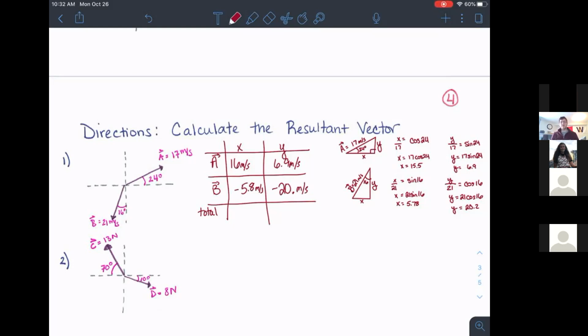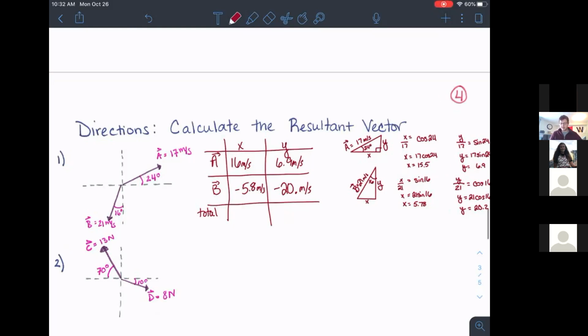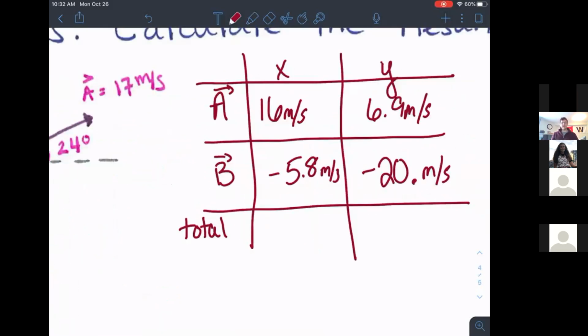All right. So now to find my total, I'm going to take my x component for vector A plus my x component for vector B. What is 16 plus negative 5.8 meters per second? Remember to round to our significant figures. It would be 10 meters per second. Awesome. And then my y component, we're going to add vector A and vector B. Negative 13 meters per second.